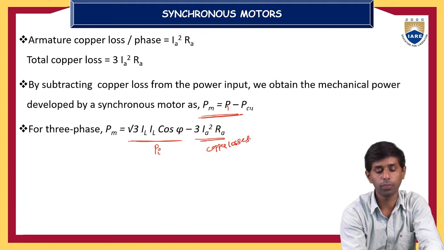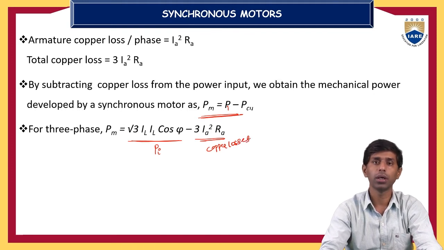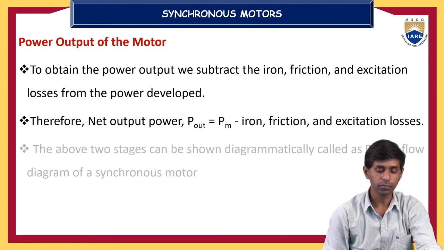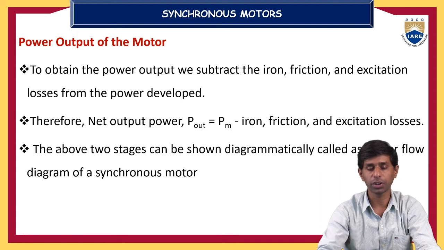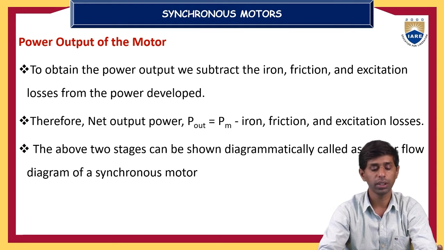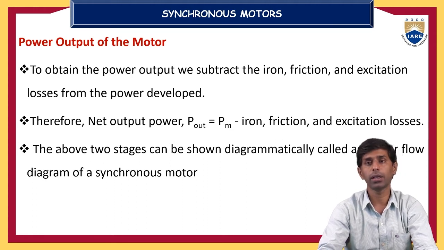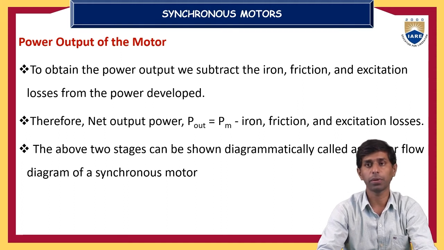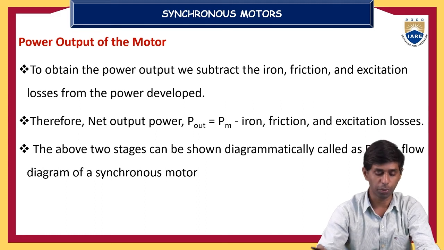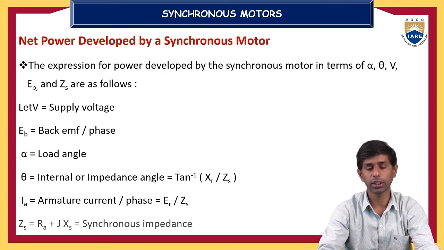The total input power minus total copper losses will give you the mechanical power developed by the synchronous motor. To obtain the power output expression, we have to subtract from the mechanical power developed the losses due to friction, iron, and excitation. All these losses come into the constant category. So the mechanical power developed, or gross power developed, minus all these losses gives you the output power, the net power developed by the synchronous motor.